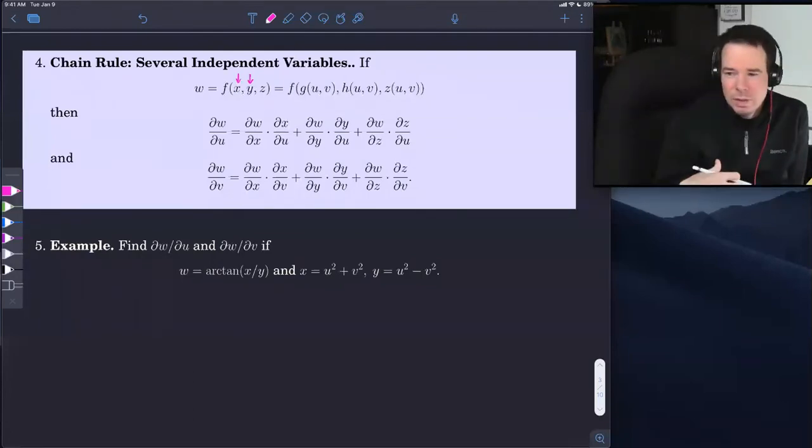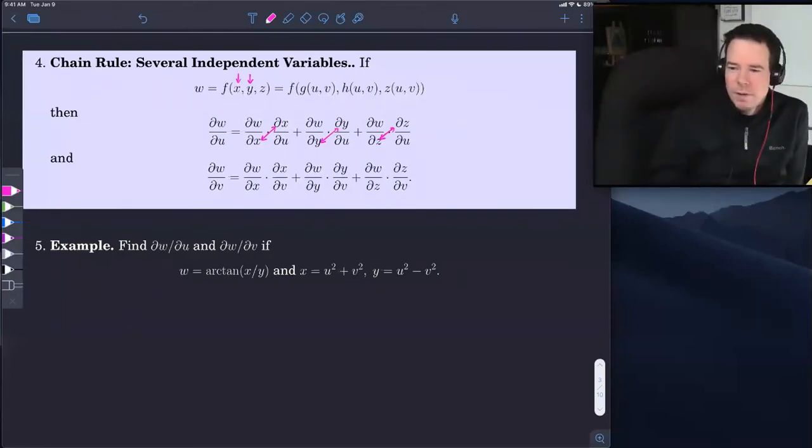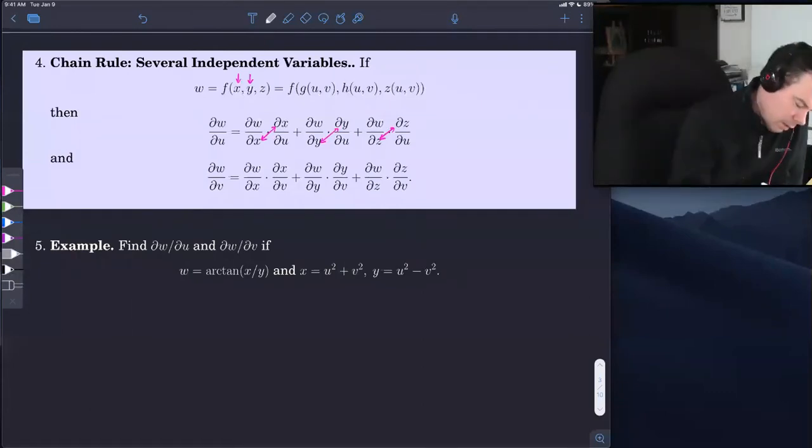And the same thing happens for the v variable. dw dv is dw dx, dx dv, dw dy, dy dv, dw dz, dz dv. So this nice pattern. The key to noting this pattern is that these variables are always the same. Those are our transition variables. We're trying to find the derivative of w with respect to u by transitioning through these intermediate variables x, y, and z. So I differentiate with respect to those ones first, and then the derivative of those with respect to the ending variable.